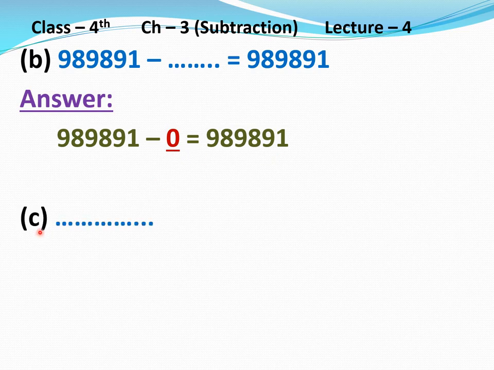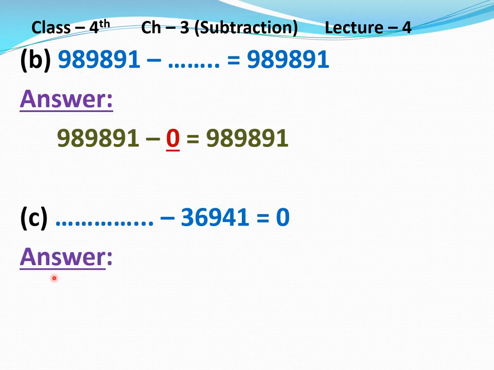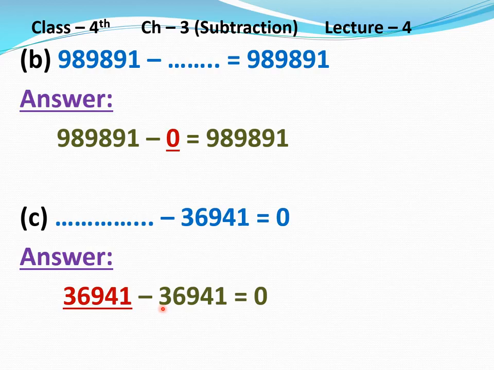Now C part. Dash minus 36,941 equal to 0. See, difference is 0. So we will subtract from this same number, that is 36,941. So write down answer. 36,941 minus 36,941 equal to 0. Answer is 36,941. Okay.